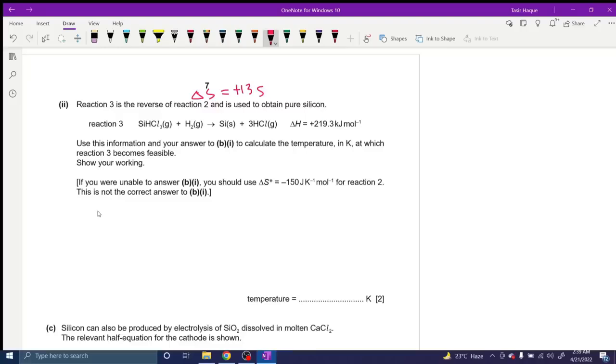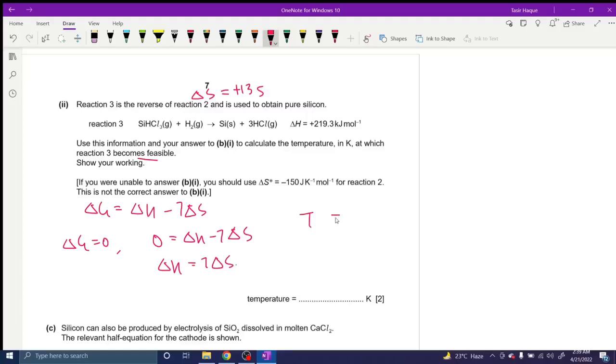So we know that del G is equal to del H minus T del S. Also, since it's on the verge of becoming feasible, del G is actually equal to 0 at this point, okay? So 0 is equal to del H minus T del S. This is a common question. Del H is equal to T del S. So temperature is actually equal to del H by del S. So let's convert the units. Del H is going to be 219.3 kilojoules. Since it's in kilojoules, we need to convert 135 as well. So that's 0.135, okay? So what's our answer?